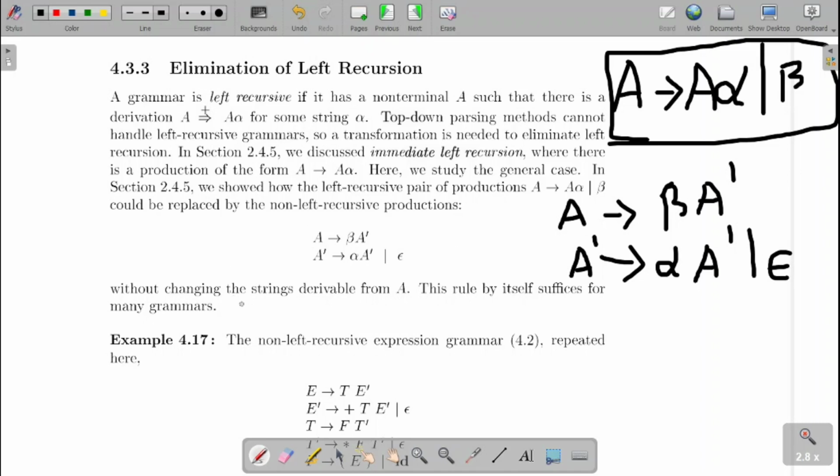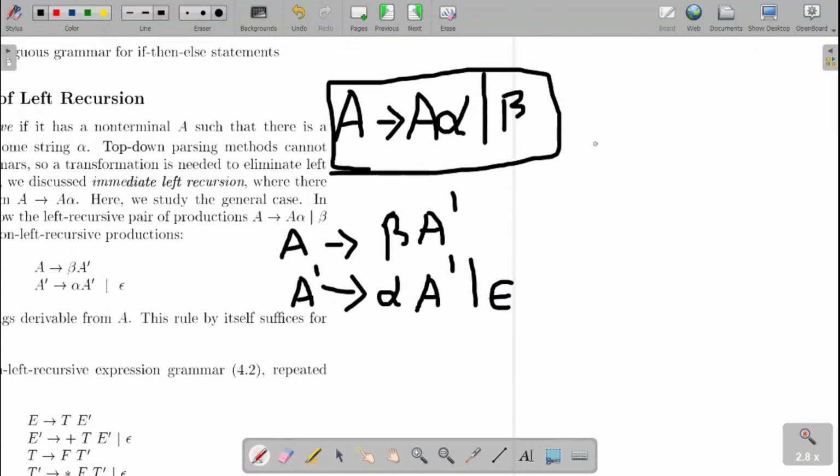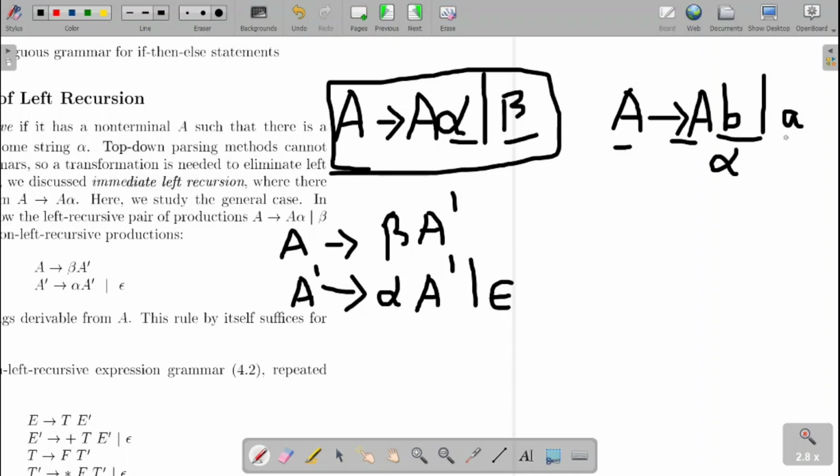Now how will we group? Let me take one example. Suppose I have a production A derives capital A small b or small a. Now compare with the general form: in place of A, I have A; in place of alpha, I have b, so alpha is nothing but b. Now in place of beta, I have the small a.